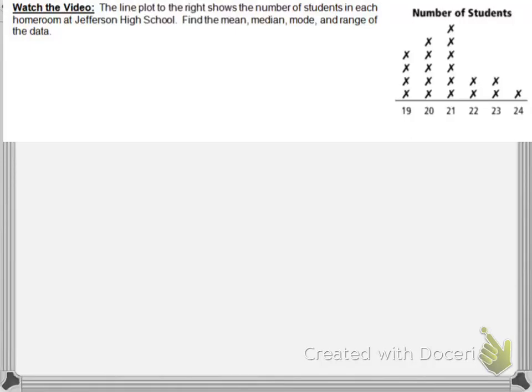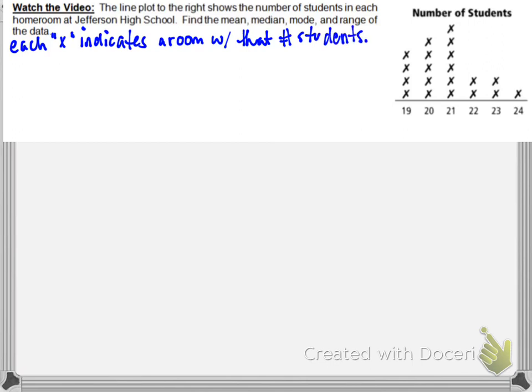How do these line or dot plots work? Well, they're nice because they give you a general sense of the data. What happens is each one of these indicates a dot or an X. Each one indicates one room, in this case, with a value of whatever is that bottom number. So if we have an X here, that means there's one room with 19 students. 4 X's means there's 4 rooms with 19 students.